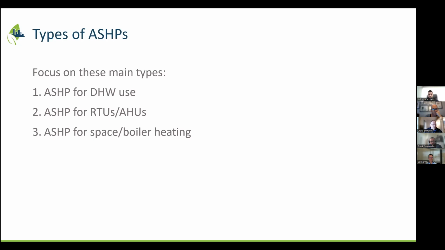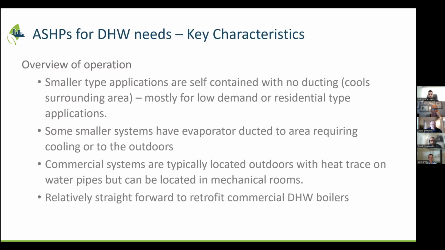We'll start off with the air source heat pumps for domestic hot water needs. Just a little bit of background on domestic hot water air source heat pumps. Having worked with many municipalities, small and large, we've seen a couple of key different types that are being used, or at least the applications are.